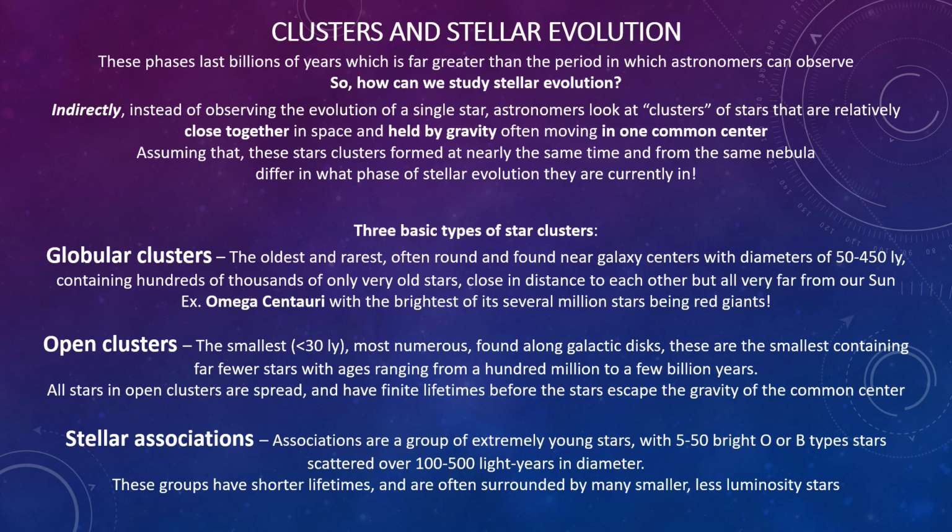Lastly, we have stellar associations. Associations are groups of extremely young stars with about 5 to 50 bright O or B type stars scattered over about 100 to 500 light years in diameter. And these groups have very short lifetimes and are often surrounded by many smaller, less luminous stars.